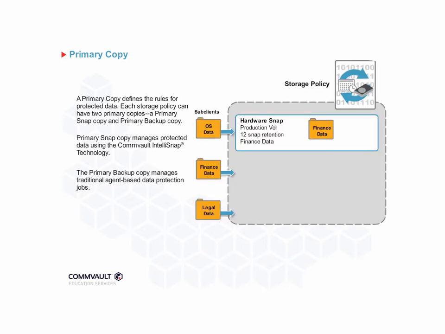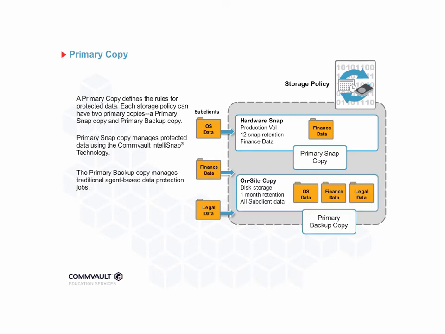In this example, three subclients are associated with the storage policy. The primary snap copy conducts and manages snapshots for the finance data subclient and retains 12 snaps on the volume. The primary backup copy manages all subclients with a 1-month retention cycle.